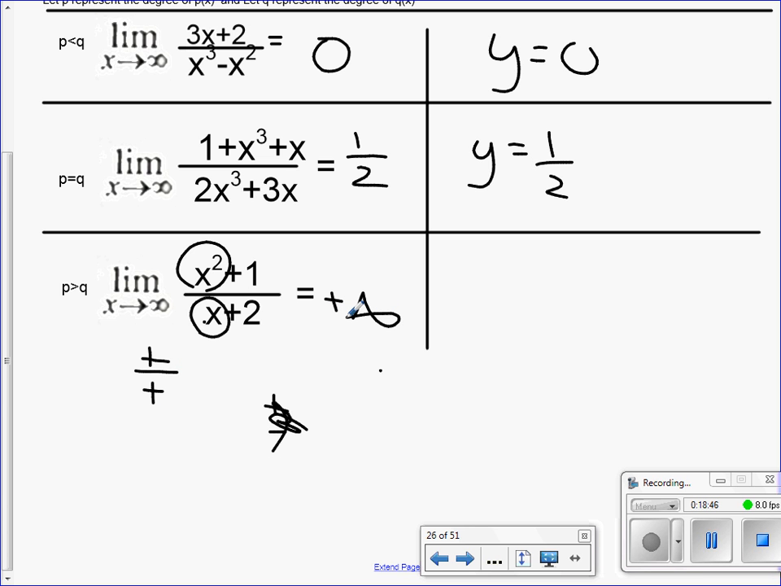But technically, the limit doesn't exist. But we say that, because it really tells about the graph. So when the degree of top is greater, the limit doesn't exist, but when you're asked for it, you're going to say either positive or negative infinity, depending upon the signs of the leading terms. So in this one, since the y coordinates are going off to infinity, does it have a horizontal asymptote?